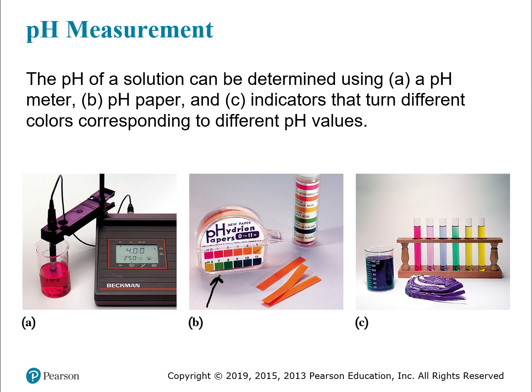So it's not exactly fancy, but it is pretty. That's one thing it has going for it. So if you need to be very precise, you need to use the pH meter. If you just need to know the ballpark, B or C would be the answer, the pH paper or the indicator.